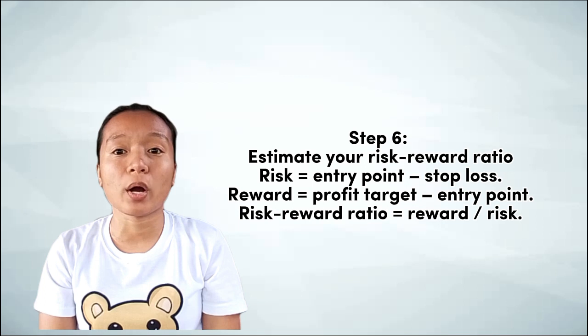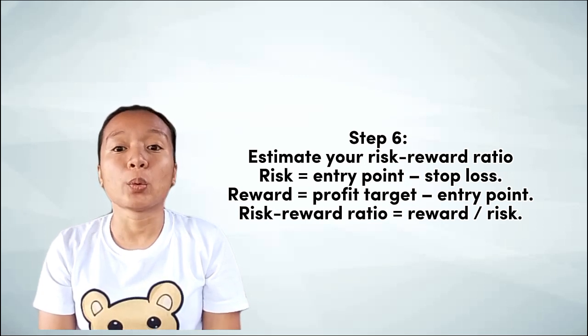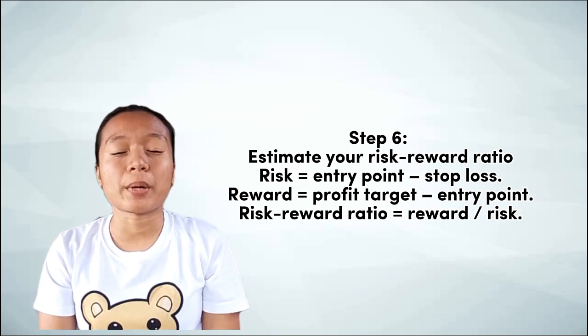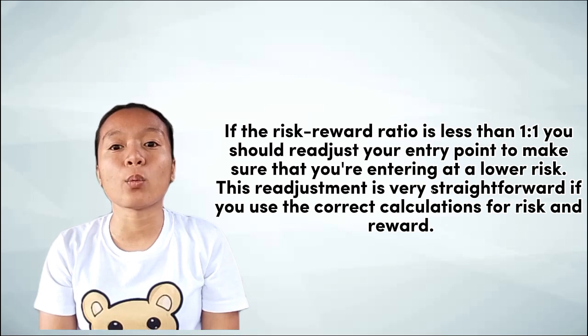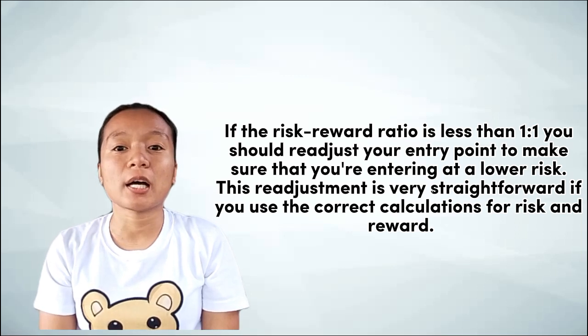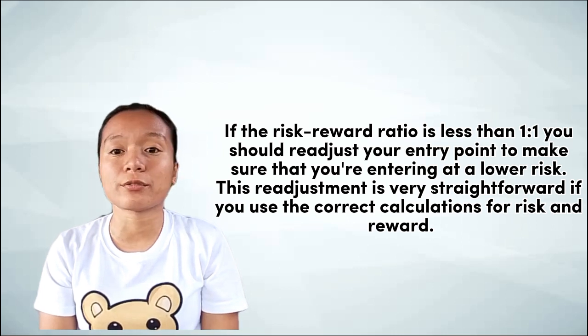And step 6, estimate your risk-reward ratio. Risk equals entry point minus stop loss. Reward equals profit target minus entry point. The risk-reward ratio equals reward over risk. If the reward-to-risk ratio is less than 1:1, you should adjust your entry point to make sure that you're entering at a lower risk. This readjustment is very straightforward if you use the correct calculations for the risk and reward.